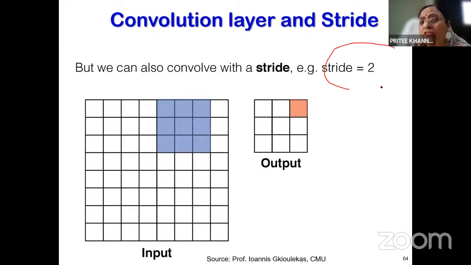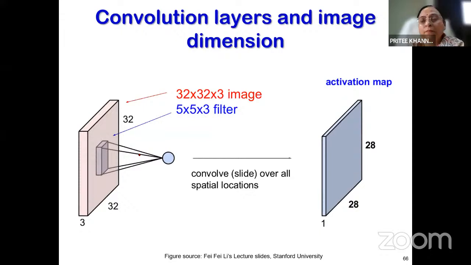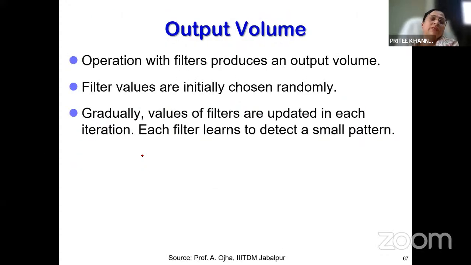So when I am taking stride 2, what is the size of my output? It is 3x3. Okay. So we can see that with certain strides, we are not able to cover all the input, right? And in this particular example, the output becomes half the size of the input. Okay. So now we will take up the issue of image dimension. Here you can see this activation map going from 32x32 to 28x28.